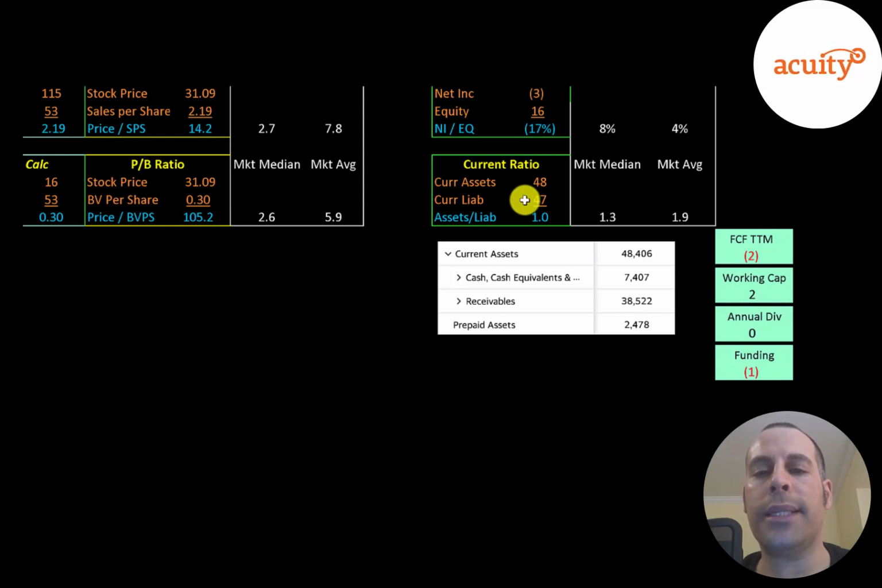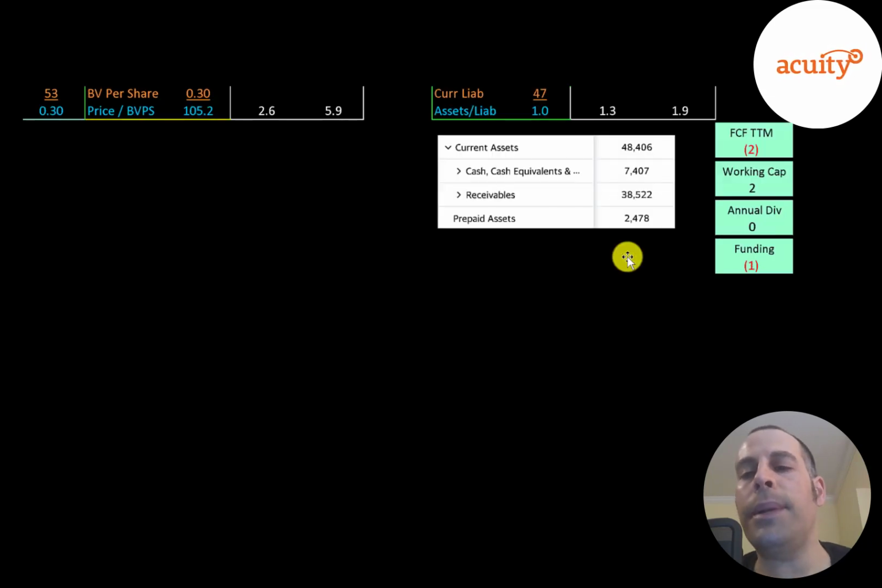Current ratio is current assets over current liabilities. They can just cover their current liabilities with their current assets. And their current assets are 7.5 million of cash and 38 million of receivables. So the company will likely need more debt or equity financing to run their business over the next 12 months because they did have negative free cash flow and they only have 2 million of working capital. So they're short $1 million. But it looks like the company may have positive free cash flow in 2021. I'm just basing that off their growth from the past few years.